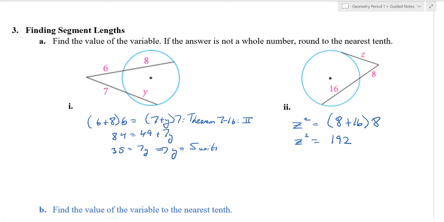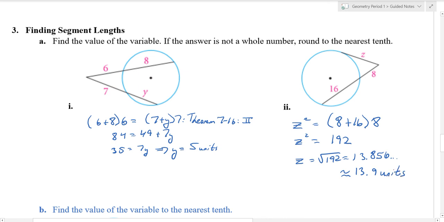So we can go ahead and take the square root of both sides, and we get that z equals the square root of 192. And this equals 13.856... because it keeps going. Because it says to round it to the nearest tenth, this is approximately equal to 13.9. And again, it does not say what units, but it's a length, so it will say 13.9 units. And that's our answer right there.